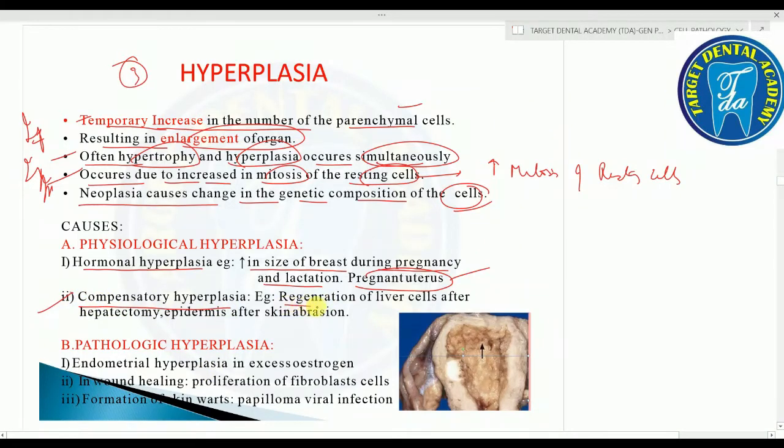Example, in the regeneration of the liver cells after hepatectomy, epidermis after skin abrasion. While the pathological hyperplasia, number one, is the endometrial hyperplasia in excess estrogen. In wound healing, there is a proliferation of the fibroblast cells and the formation of skin warts like in papilloma viral infection.